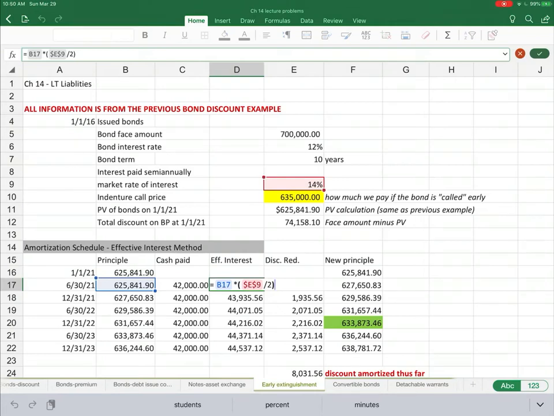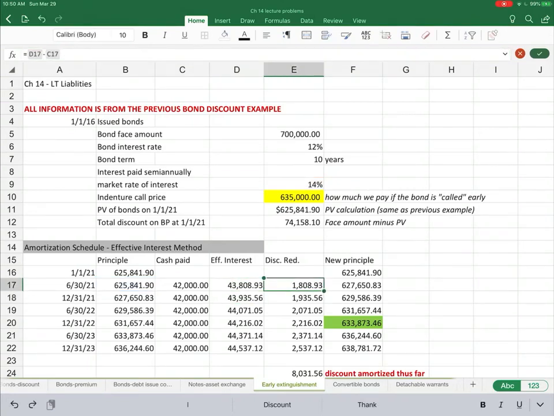And then again, because this is semi-annual, it would be divided by 2. So using the effective interest method, we take the outstanding value of our liability, multiply it by the market rate of interest, divide by 2. The difference between our interest expense and our interest paid would be the amount that we would have adjusted our discount. So our discount started at $74,158.